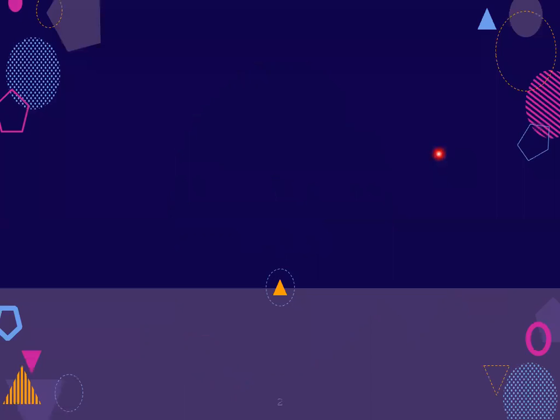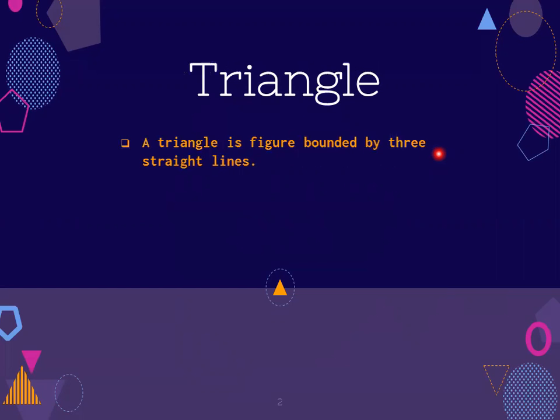Students, as you all know, before starting any theorem I always explain some basic concepts that you should recall before learning any new theorem, right? So what we are going to review is about triangles, because our upcoming theorem is going to be about triangles. Okay, so let's quickly revise what a triangle is. What is a triangle? A triangle is basically a figure bounded by three straight lines.